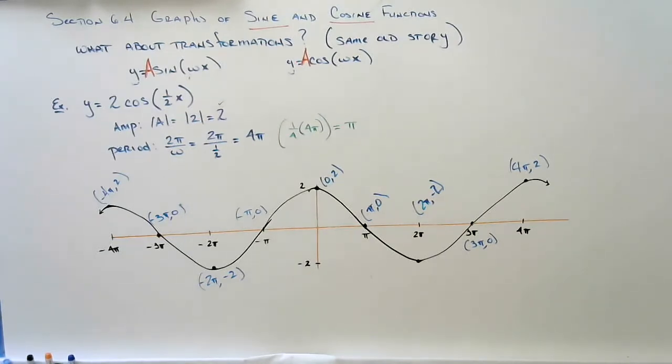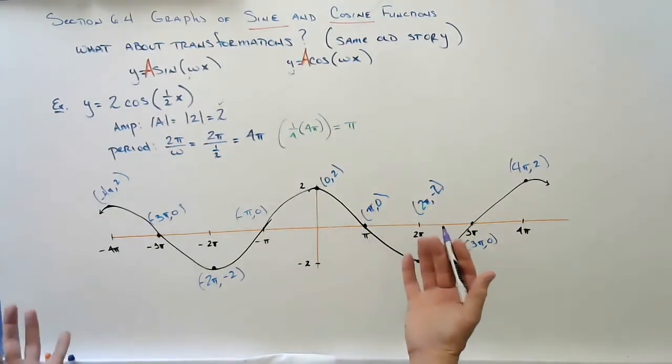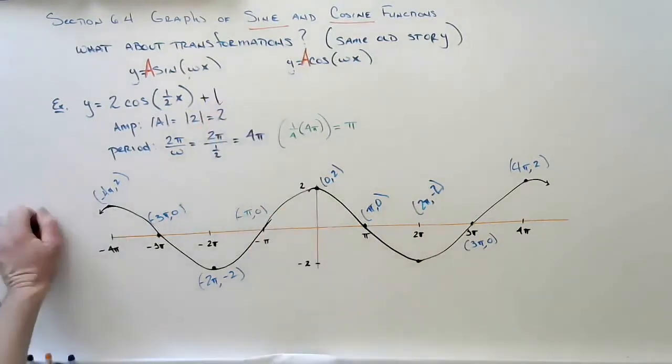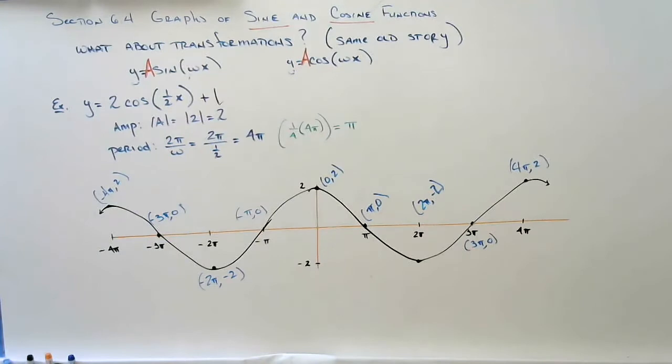One of them, I'm just going to kind of hodgepodge this example, right? What happens if they put a +1 outside? What does that do to our graph? Right? You're correct. It moves it up 1, right? That's what it would do to our graph. We would move our graph up 1.